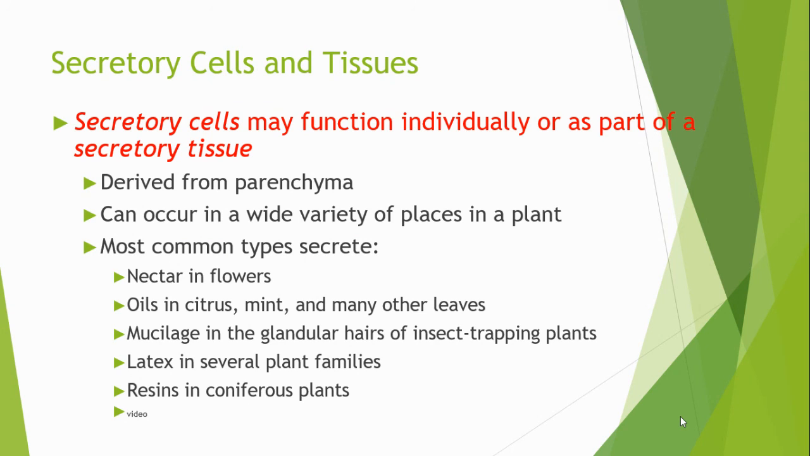Secretory cells and tissues. Secretory cells may function individually or as part of a secretory tissue. It's derived from parenchyma. It can occur in a wide variety of places in the plant, and the most common types secrete nectar in flowers, oils in citrus, mint, and other types of leaves. Mucilage in the glandular hairs of insect trapping plants, which sounds kind of gross. It makes the legs basically stick. It's like sticky paper. Latex in several plant families, and resins in coniferous plants.